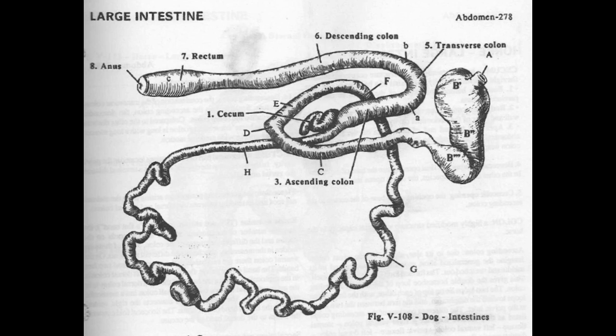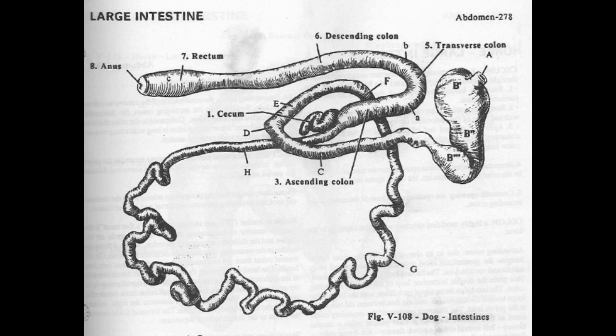Now, there is no clear demarcation between the rectum and descending colon. So, to find the junction between the descending colon and rectum, it is necessary to follow the path of the caudal mesenteric artery. The caudal mesenteric artery is an artery from the abdominal aorta, and it moves towards the descending colon. When it reaches the descending colon, it gives two branches, a cranial branch and a caudal branch.